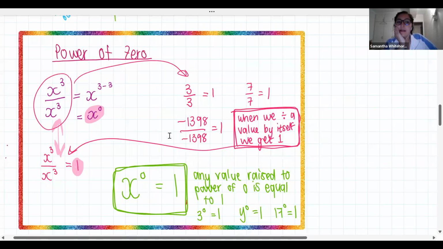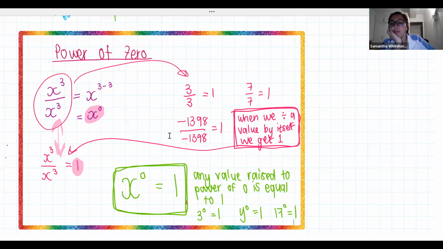Right, so again, if we take x to the power 3 and divide by x to the power 3, according to our exponent laws, we would subtract the exponents and get 0. But we also know that anytime I divide something by itself, I get 1. And so our rule says, anytime I've got something to the power of 0, I am actually working with 1.